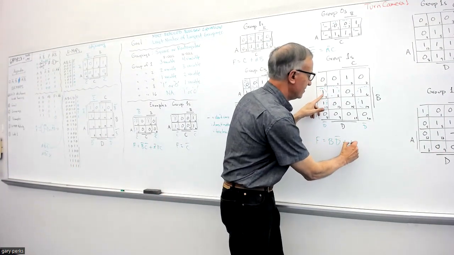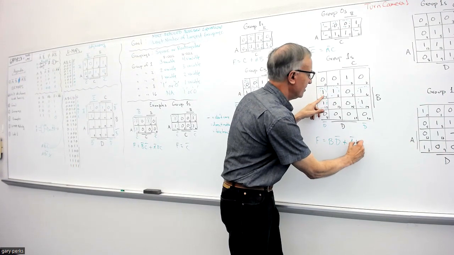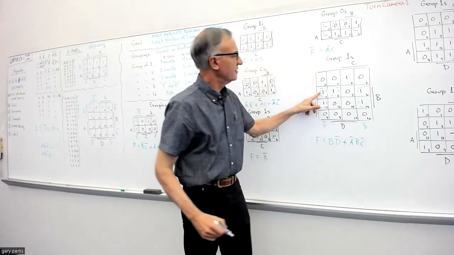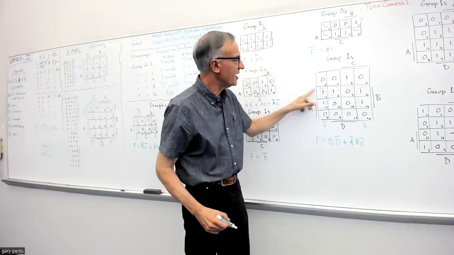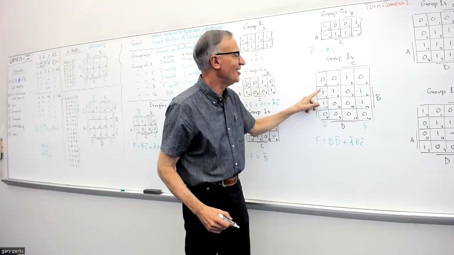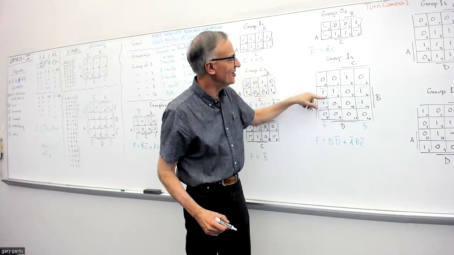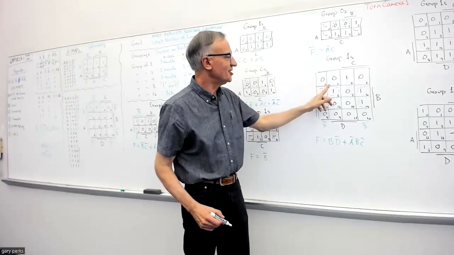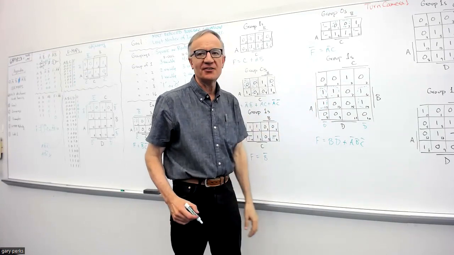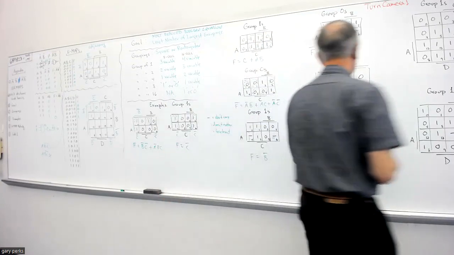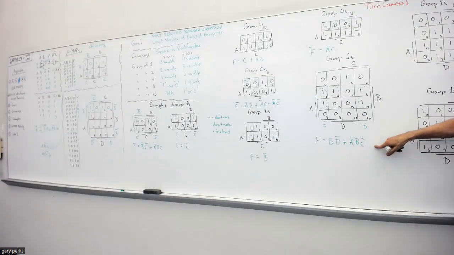Not A, B, not C, right? It's in the not A row, B row, and not C column. D changes, right? Because this one is in D and this one is in not D, so D drops out. Okay, any questions on that one?